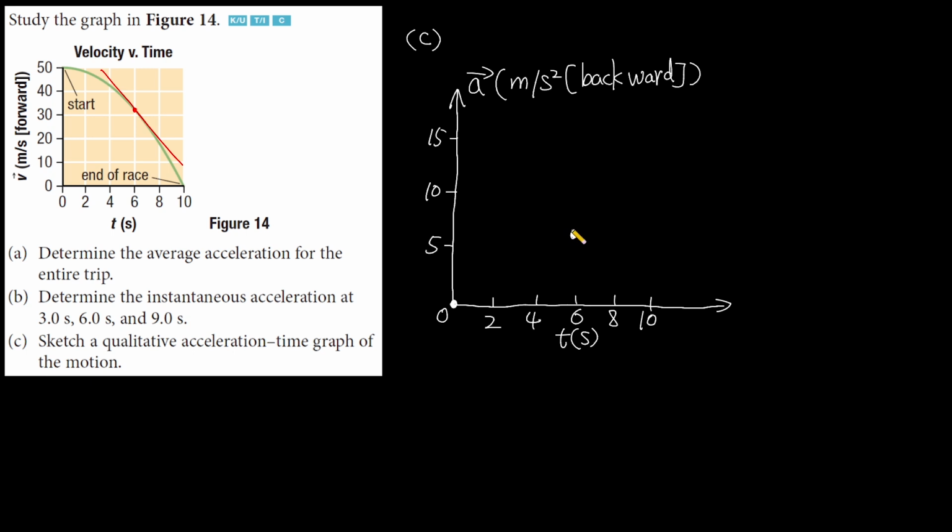I did not calculate the acceleration at 3 seconds and 9 seconds. I just assume that at 3 seconds, the acceleration is here. And at 9 seconds, the acceleration is here. And I just use a smooth line to connect these dots to draw the qualitative acceleration time graph.